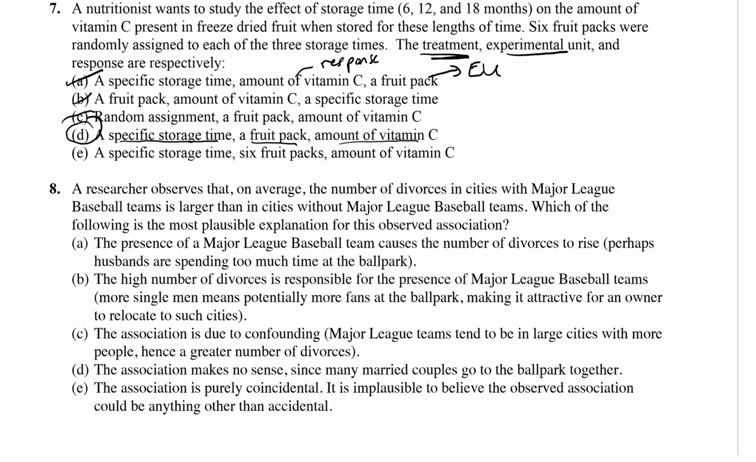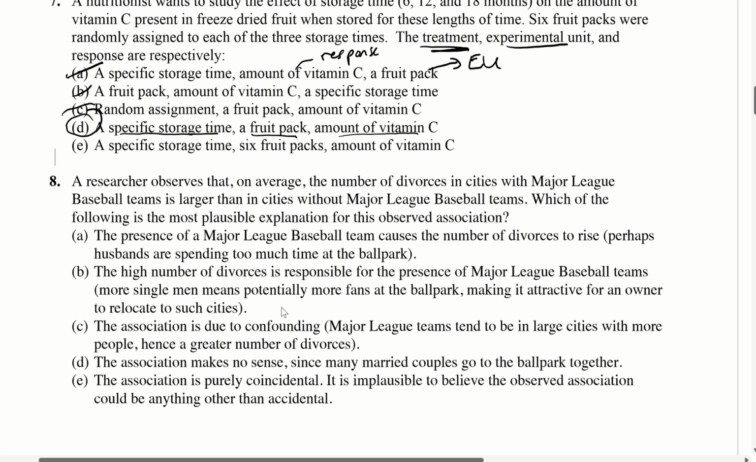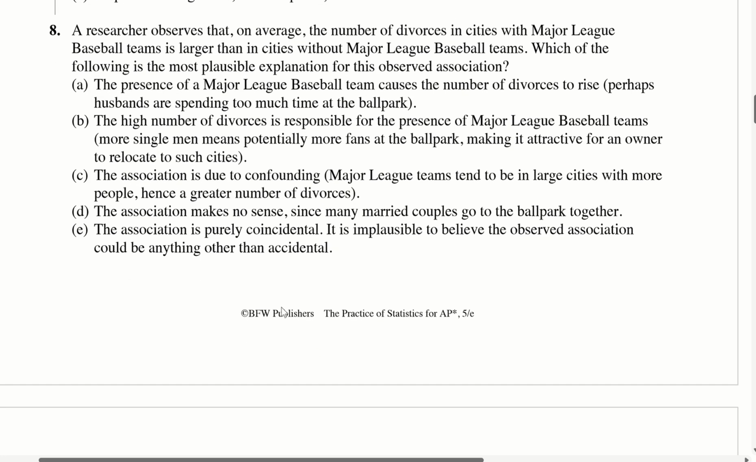All right, so let's look at number 8. A researcher observes that on average, the number of divorces in cities with Major League Baseball teams is larger than in cities without the Major League Baseball teams. So which of the following is the most plausible explanation for this observed association? All right, so the presence of a major baseball league team causes the number of divorces to rise. Perhaps husbands are spending too much time at the ballpark.